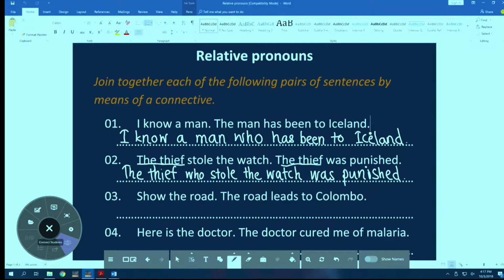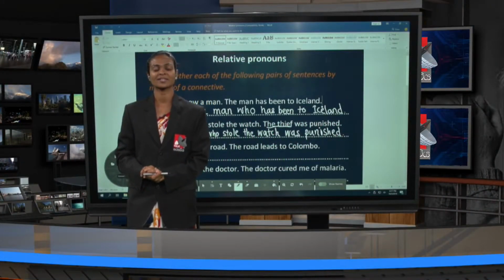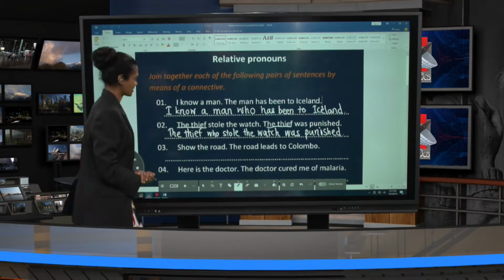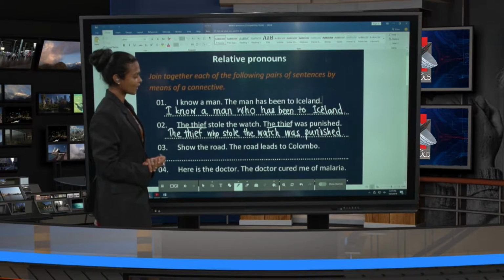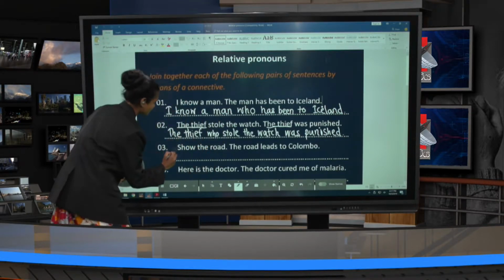Right? Show the road. The road leads to Colombo. What is it? The road leads to Colombo. කොළඹට වැටෙන පාර. හරි? ඒ පාර කොළඹට වැටෙනවා. Right? Then how do we form it? Show the road. Yes, what is the relative pronoun? Which or that. Show the road which leads to Colombo. You can say like that.